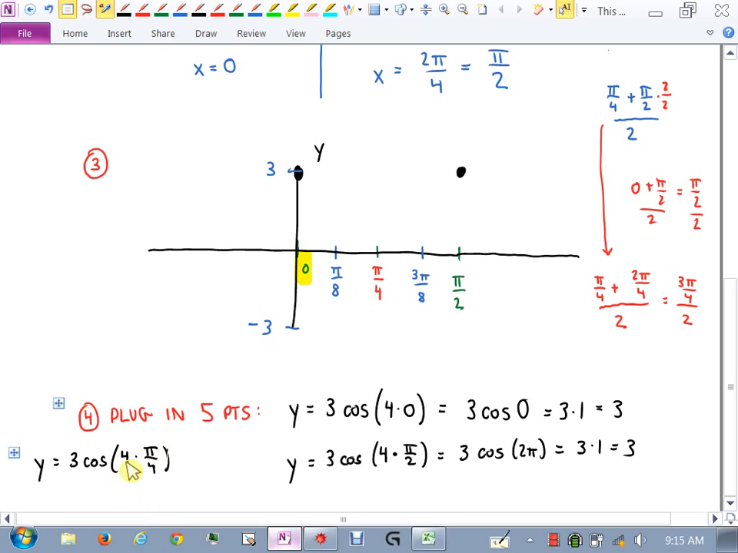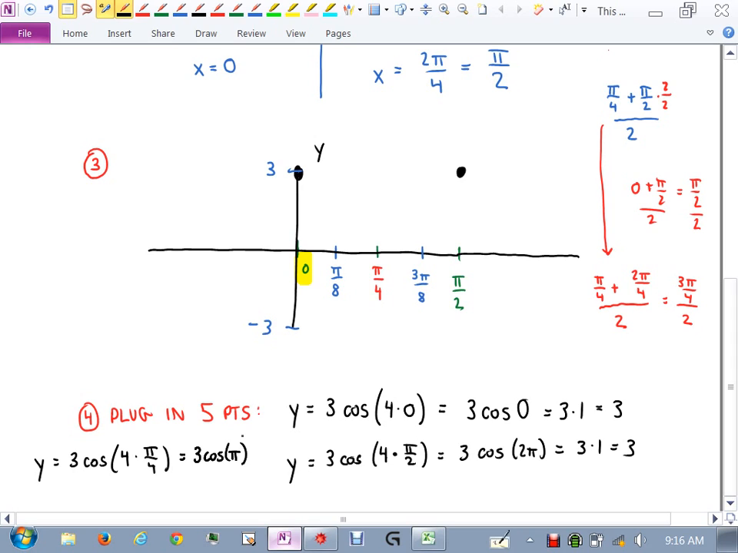Okay, what happens when I do 4 times pi over 4? What do I get? Right there, the 4s are going to do what? Cancel out, right? This 4 is on top, this 4 is on bottom. So they cancel, you just have pi. So what's 3 cosine pi?